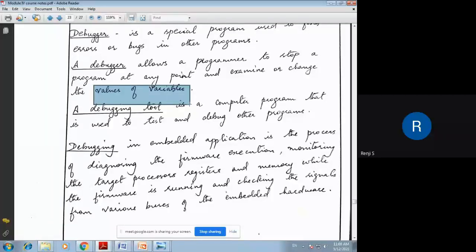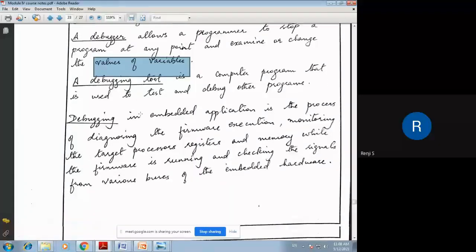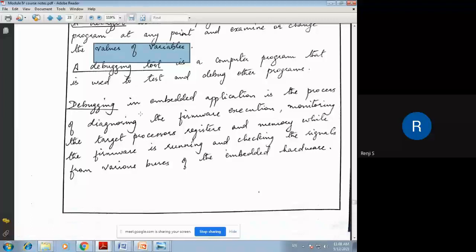So it is a program that helps us trace through a program, and it allows the programmer to stop in between and examine the values of the various variables used, or examine the register contents of the processor, and the status bits can be checked. So this program allows us to find errors in other programs. A debugging tool is a computer program that is used to test and debug other programs. It is available as a tool. If you install it in your system, you can use this tool to test other programs.